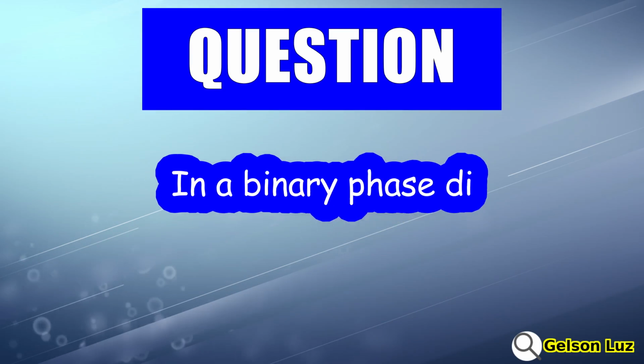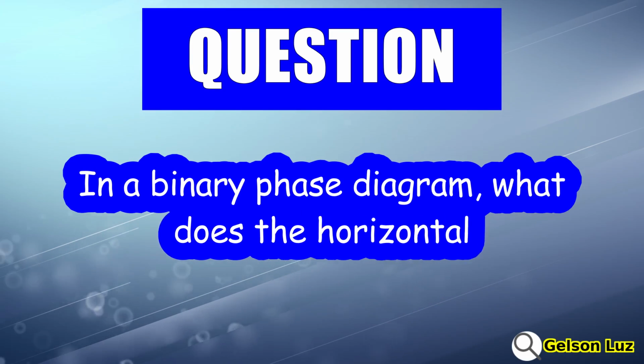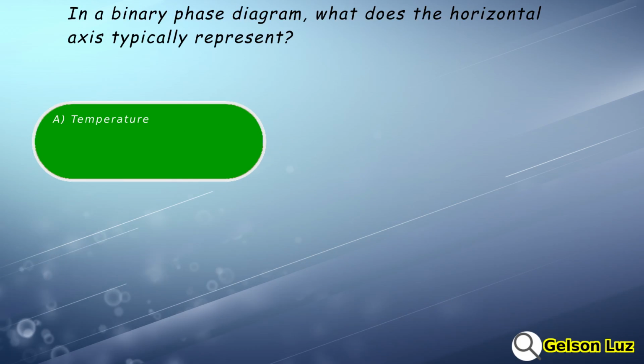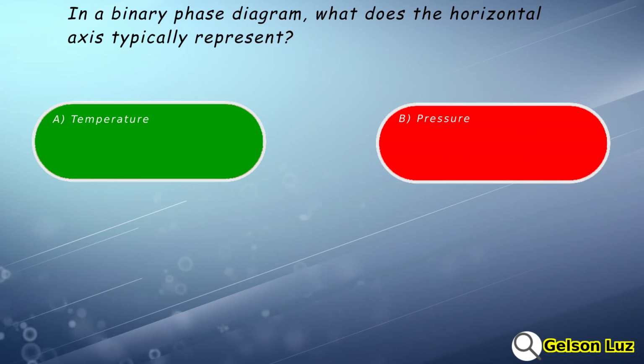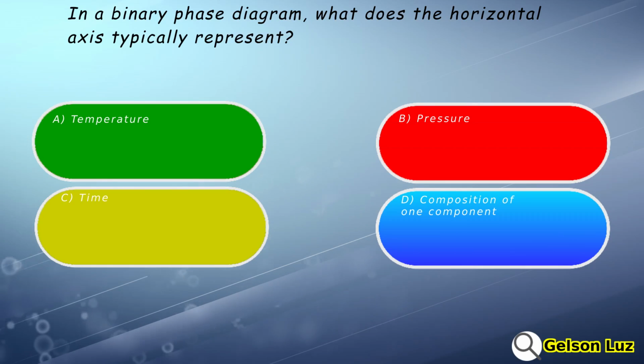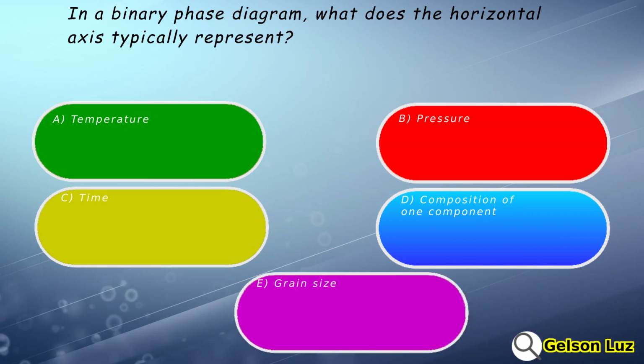In a binary phase diagram, what does the horizontal axis typically represent? A. Temperature. B. Pressure. C. Time. D. Composition of one component. E. Grain size.